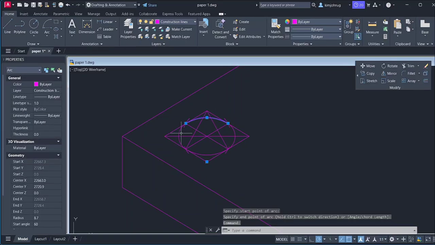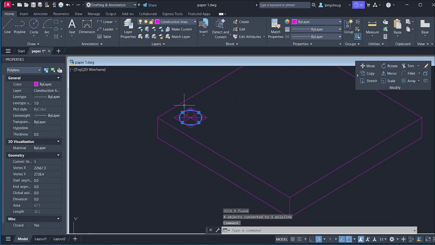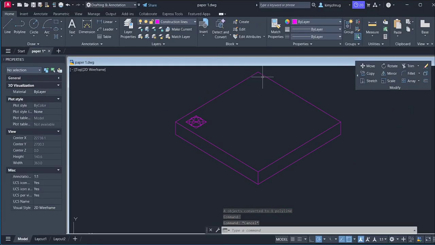So I have my circles. I can even join them. You press J and then you join. So now this is a complete isometric circle. I realize these circles, there are 4, one in each corner. I have one here, one here, one here, one here.